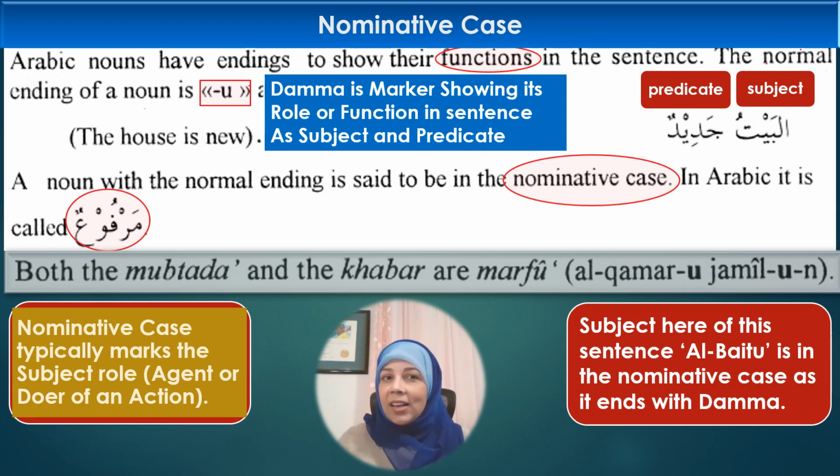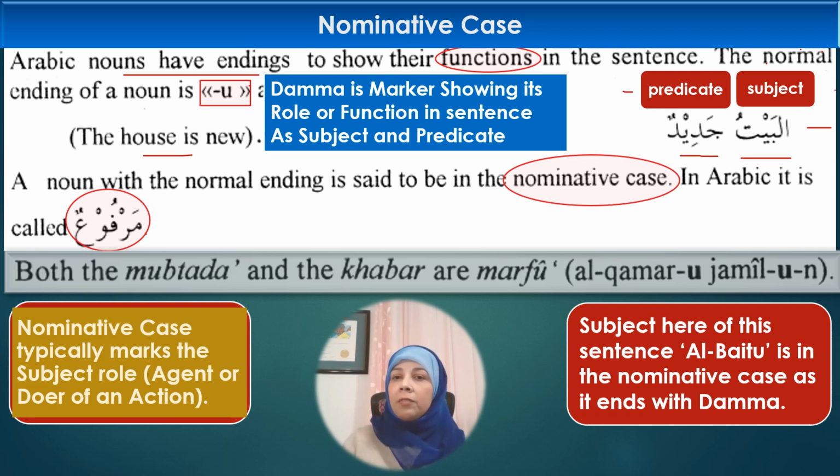As discussed before, Arabic nouns have endings that show their function in the sentence. So let's take a look at this sentence here. Al-Baytu Jadidun. It means the house is new. And as we have been studying here, Al-Baytu is the Mubtada. It is the subject of the sentence. And Jadidun is the Khabar. It is the predicate of the sentence.